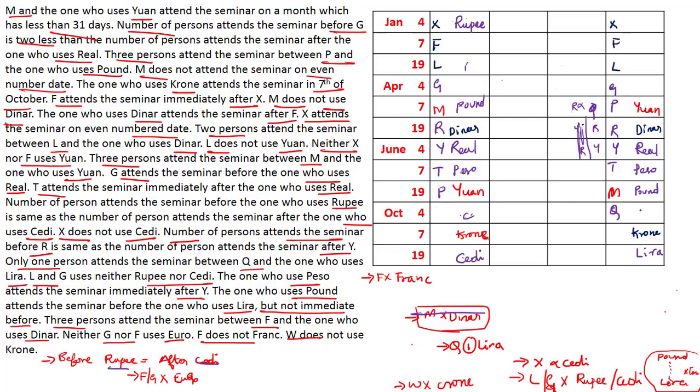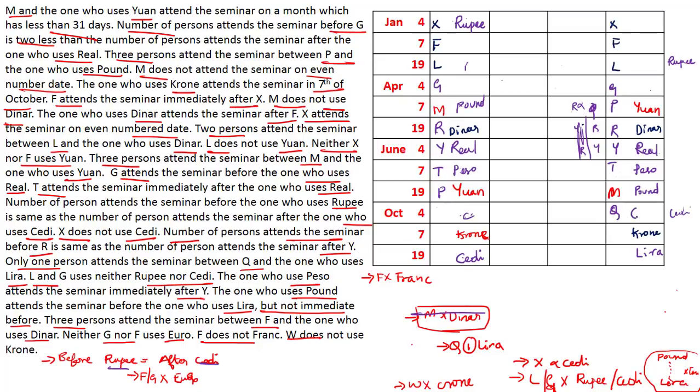If I place cedi here, before rupee there should be a gap of two persons, 1, 2. So rupee can be at this particular place. In the same manner, if cedi is here, after cedi 1, 2, 3, 4, 5, 6, 7, 8. It means before rupee 8 persons should be there. So 1, 2, 3, 4, 5, 6, 7, 8. So it is not possible to place it here.